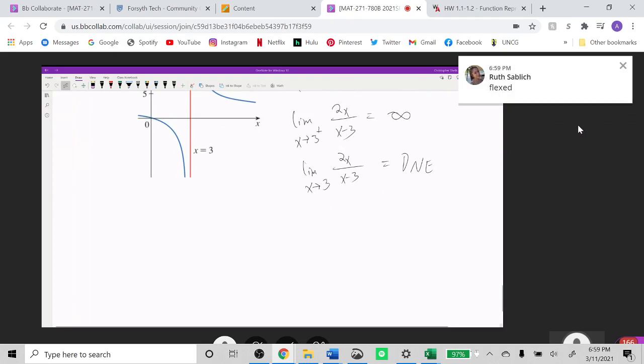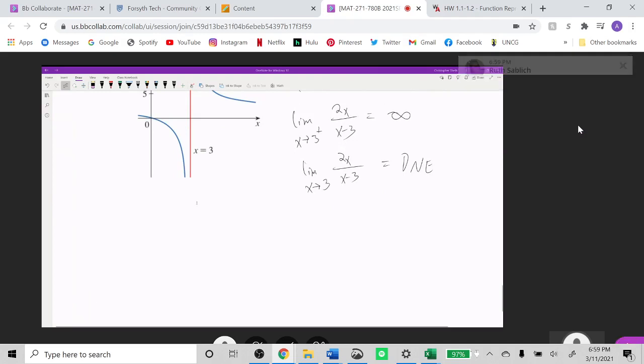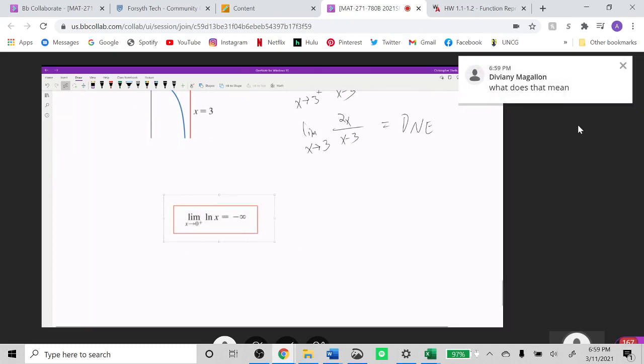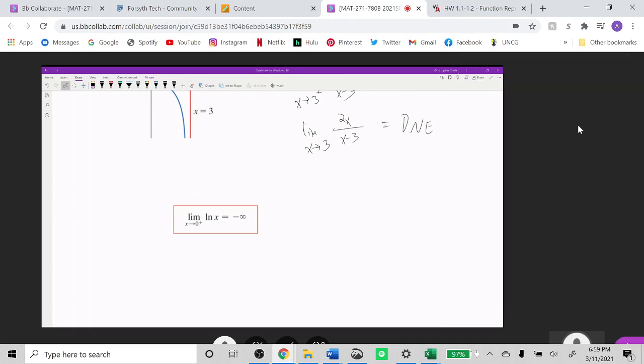The last bit that I want for us to look at in 2.2 is the vertical asymptote of the natural logarithm.